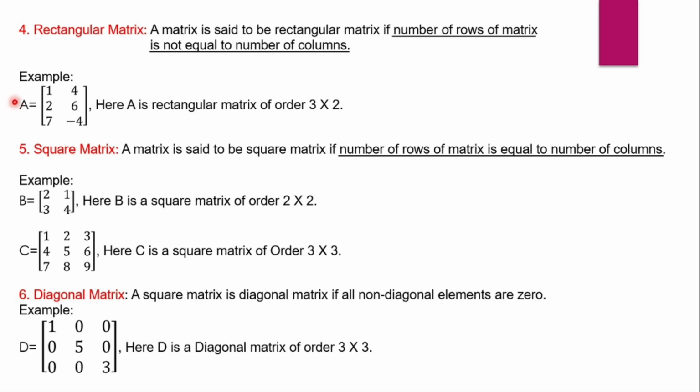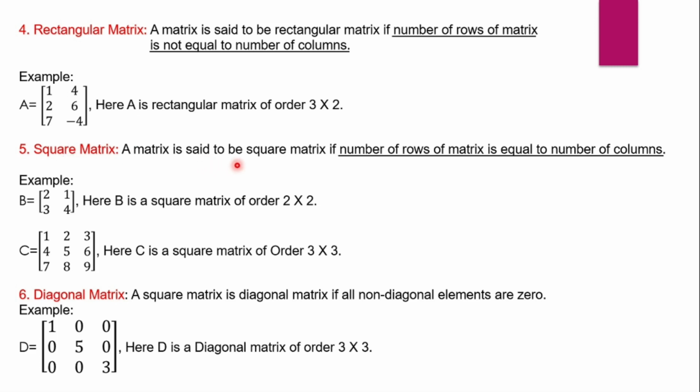Now in this particular example, as you can see, I have 3 rows, and we have 2 columns. So therefore the particular matrix is a rectangular matrix of order 3 cross 2. So basically in a rectangular matrix, please keep in mind that the number of rows should not match the number of columns.